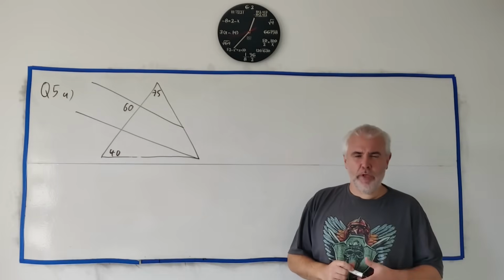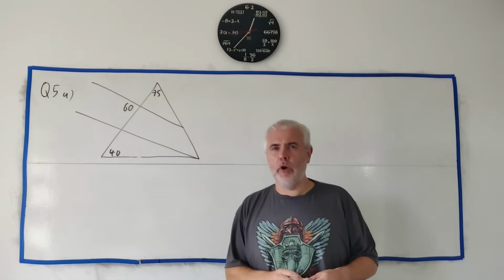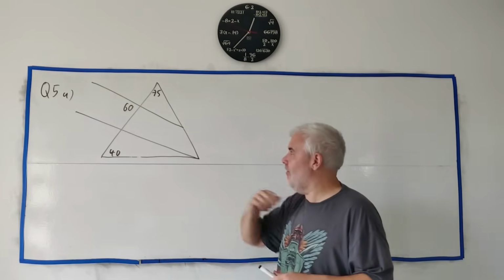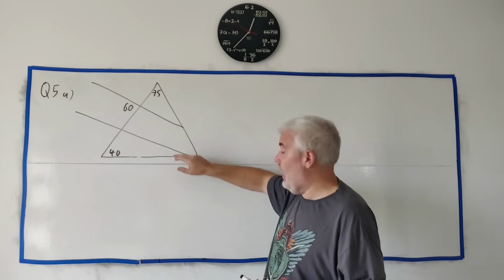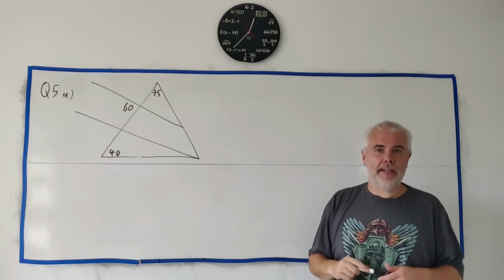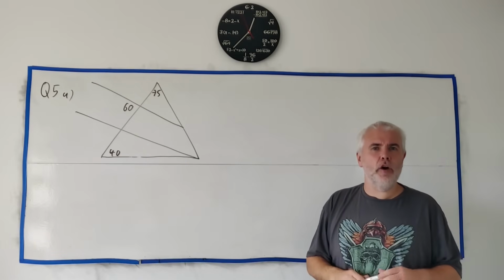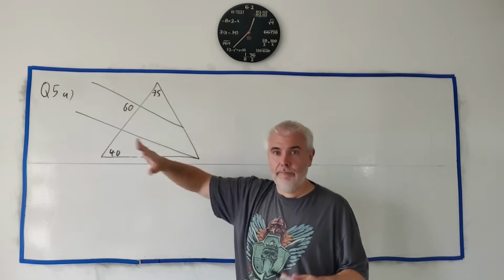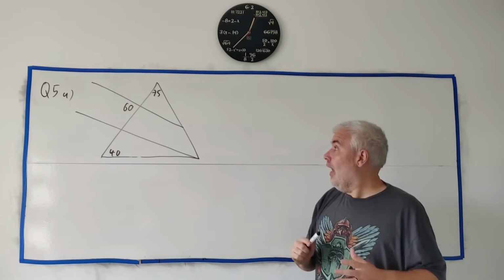For question 5, we don't really have to read the question. Everything we need to know is here, and what they're asking us is here. They've left an A, a B and a C here. We just want to fill in all these angles. The one thing we needed to know from reading it was that these two lines here are parallel. That's the only important thing.